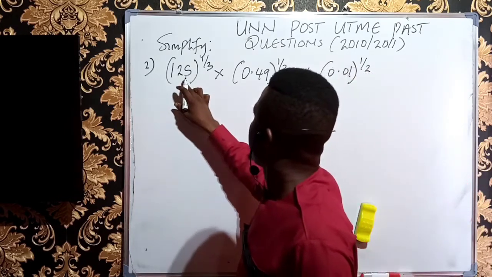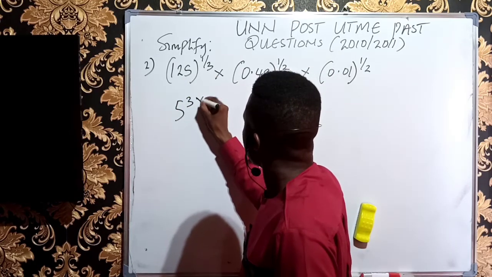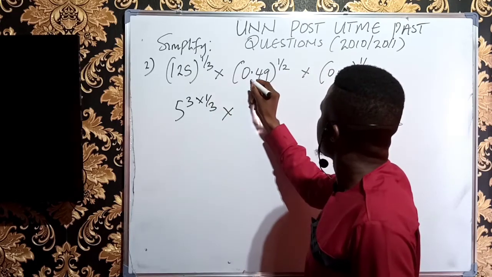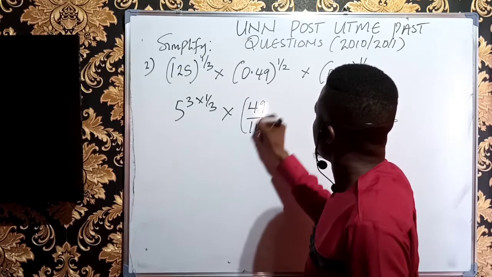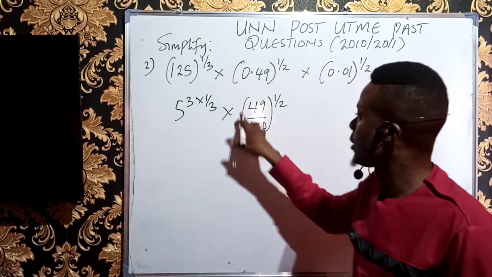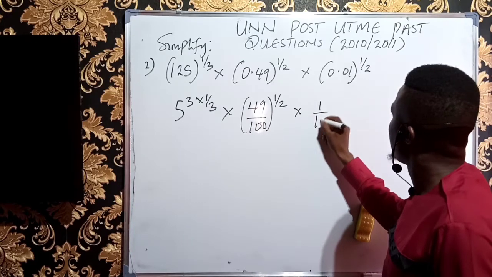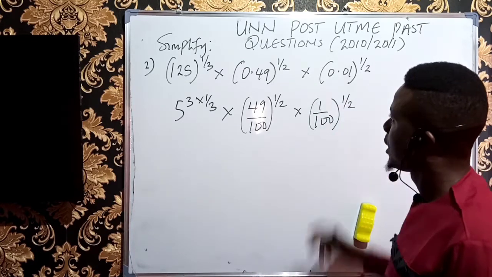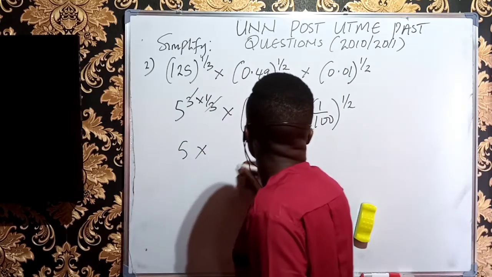Now, 125 can be written as 5 power 3, because I'm seeing 3 here. So I'll multiply by 1 over 3 times 0.49, which is the same thing as 49 over 100. Then I have half here. When you convert this decimal to fraction, you get this. Times 0.01 can be seen as 1 over 100 if you convert to fraction, then power of half. This cancels out. We have just 5 times any number.